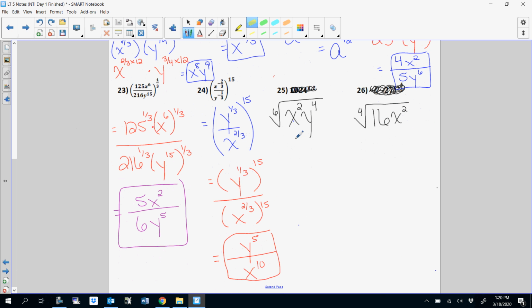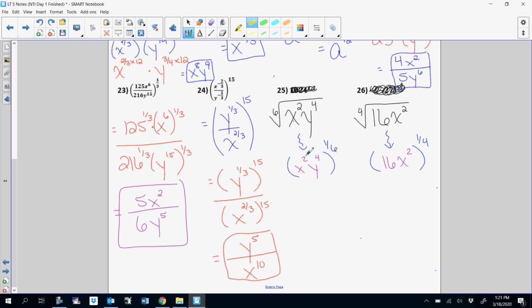The first step in these is to rewrite them in exponential form. So that would be something to the 1/6. A 6th root is like a 1/6 exponent. Everything in this radicand raised to the 1/6. Same thing over here with number 26. That would be everything in the radicand raised to the power of 1/4. So our first step is to rewrite them in exponential form like that, like we did at the beginning of the first day of target 5.